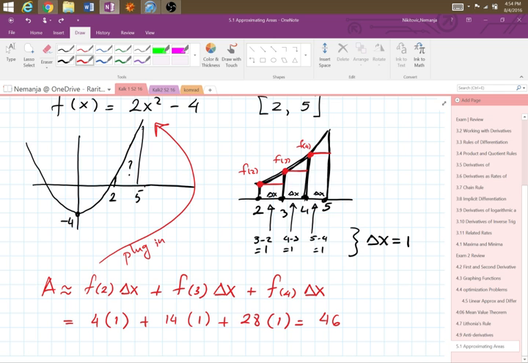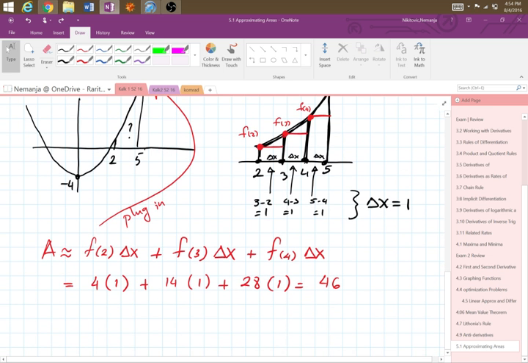Yes? I think it sounds like a stupid question, but delta x is just a change in the x value. Yeah, well, it's the width of the rectangle, right? From 2 to 3. Now we're going to put the cool formula up there as well. Yeah, that's what I was waiting for.